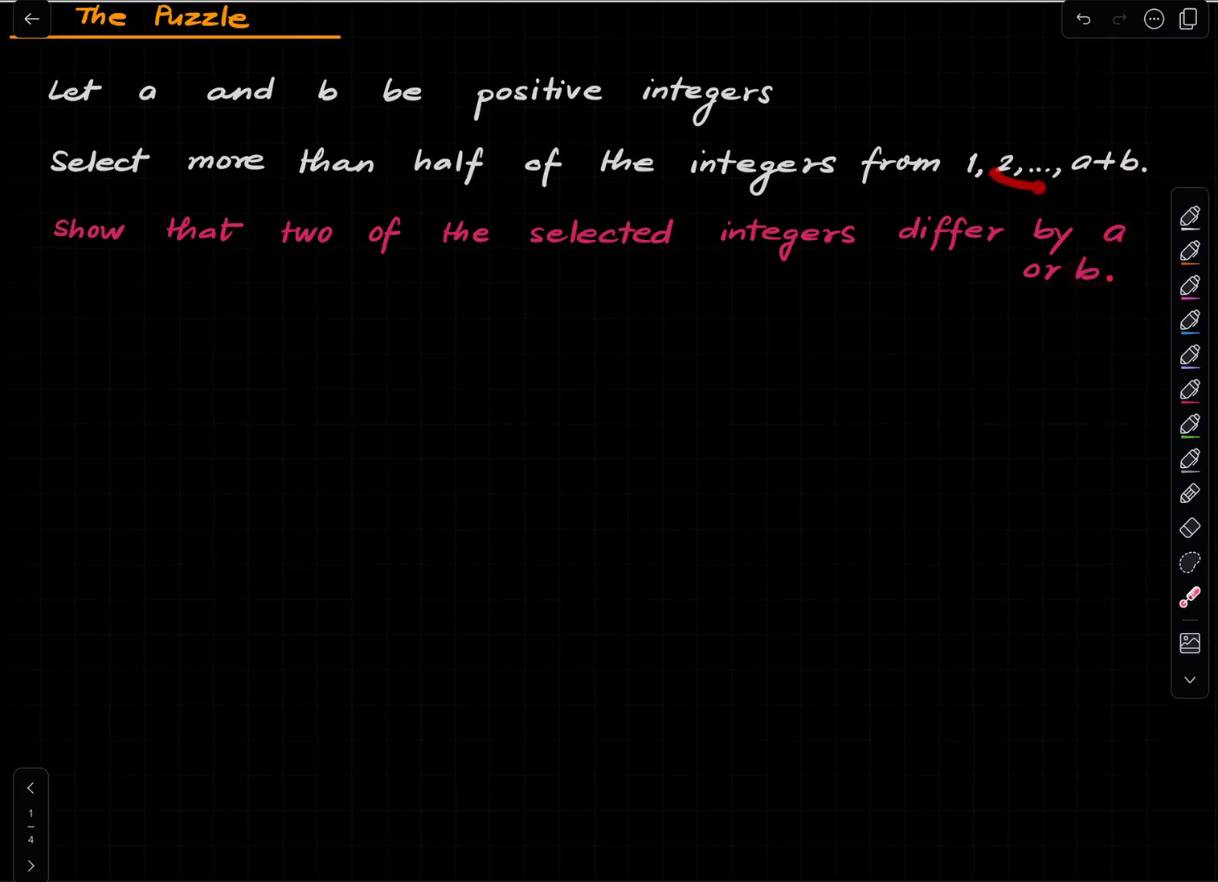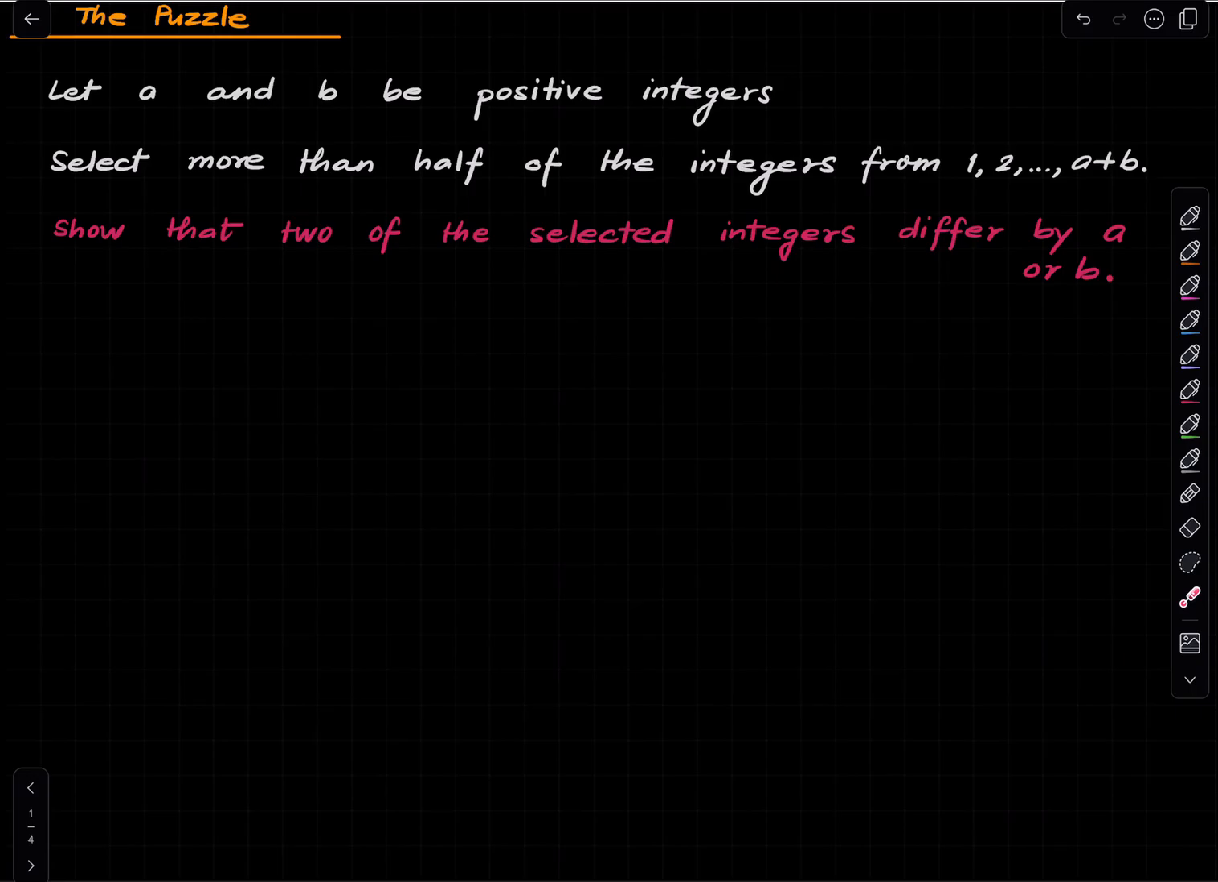So amongst any selection of more than half of the things here, one can find two of them which differ by either a or by b. Very interesting puzzle. You can play around with it by substituting specific values for a and b and check its veracity, and in the process perhaps arrive at a proof. And of course, you are encouraged to pause the video and find your own proof before we look at what I'm going to discuss. Okay, so with that, let us look at the solution.